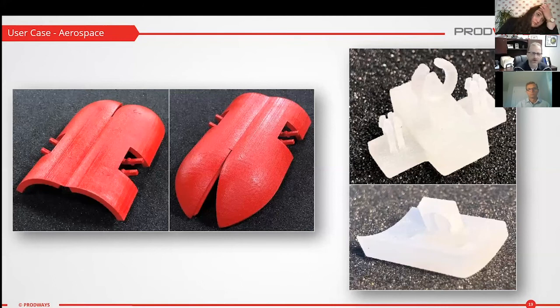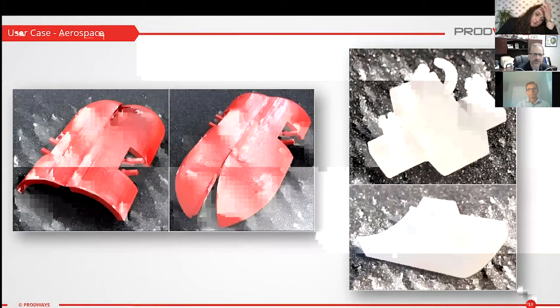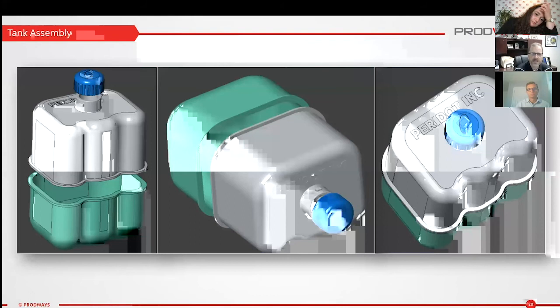And as we wrap up, one more use case on the next slide. This is a type of tank. It's your basic two-piece tank with a cap. But what's exciting, again, is the ability to print this using additive manufacturing in polypropylene material. The two halves of the tank, the gray and the green color, were actually heat welded together to make a fully functional part, just like in production.